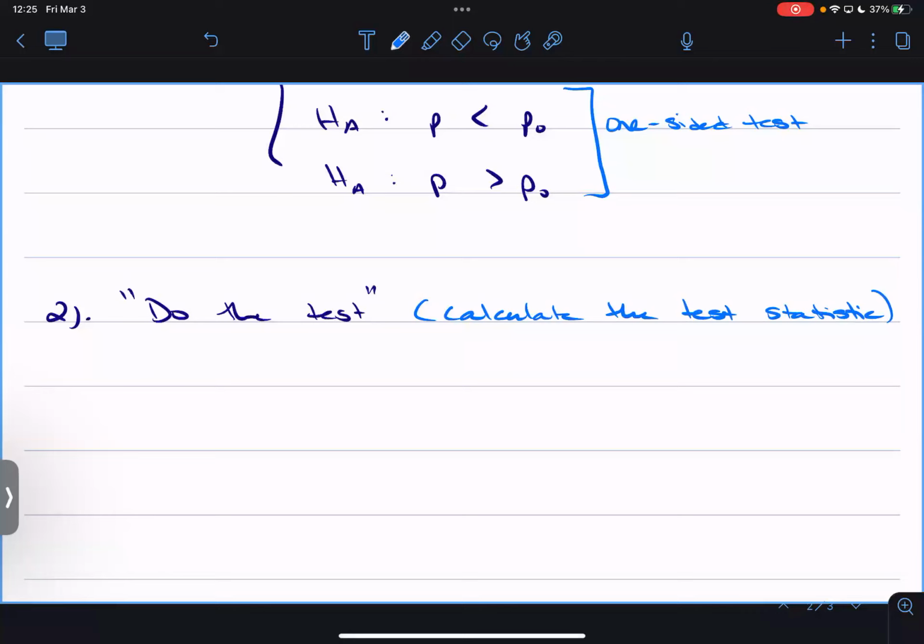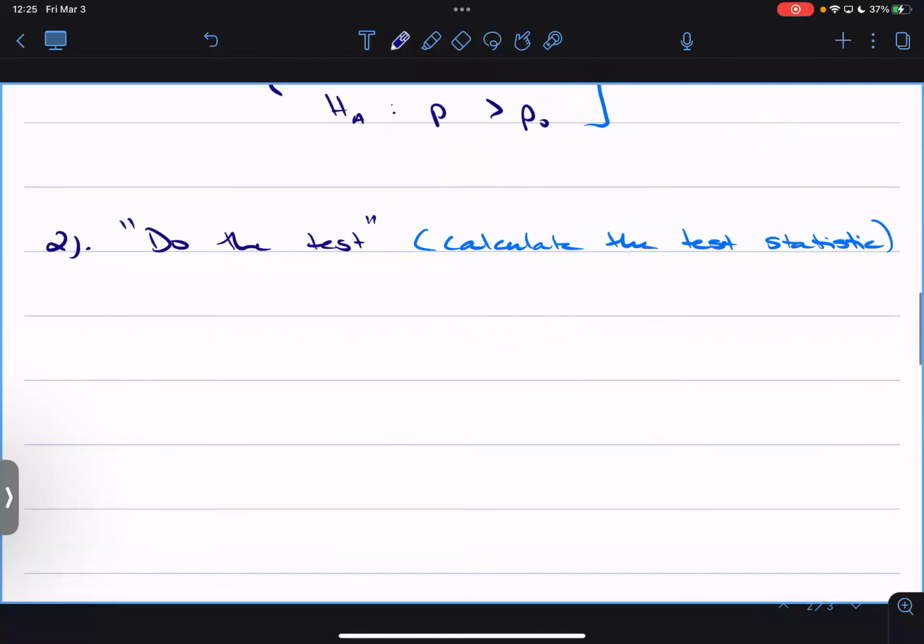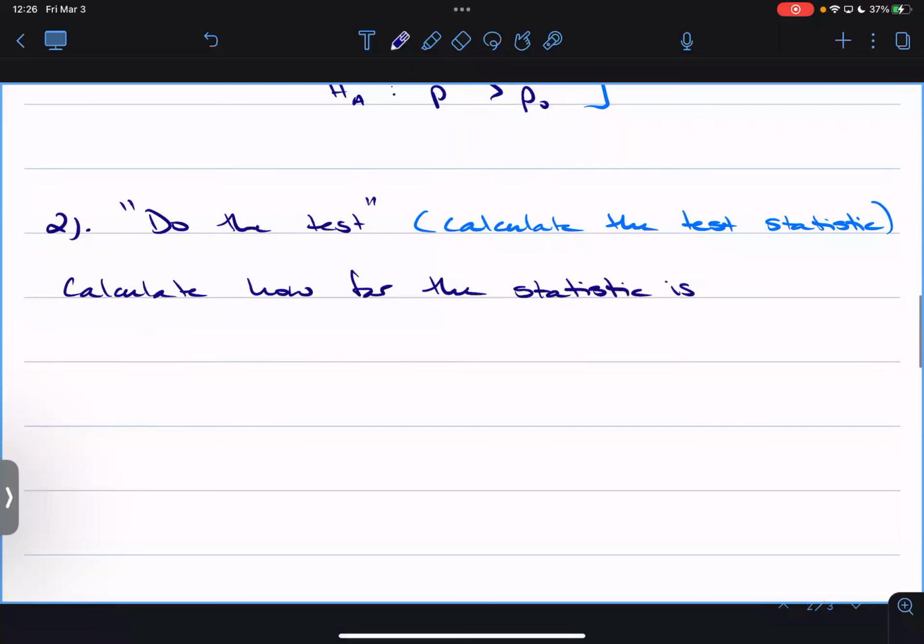Okay. So this is where we calculate how far the statistic is from the null hypothesized parameter. Okay? From the null hypothesized parameter.